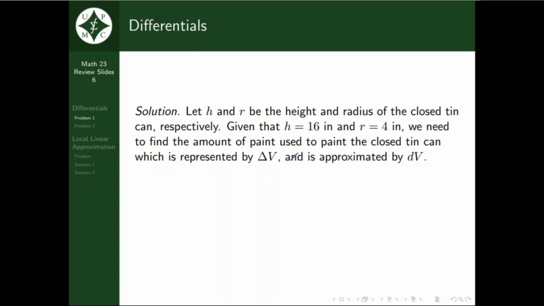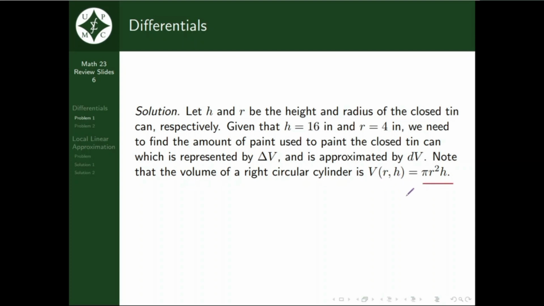So, gaya na nasabi ko kanina, we can represent that with delta V or yung change in V. So, yung change in V, pwede natin siya ma-approximate by dV. So, take note yung word natin ay approximate kasi hindi naman talaga sila exactly equal but malapit na yung values nila. So, note that yung volume ng right circular cylinder is pi r squared h. So, nakabigay tayo ng function v, tapos in terms of the variables r and h siya. So we make use of that. We apply that sa concept natin using differentials.